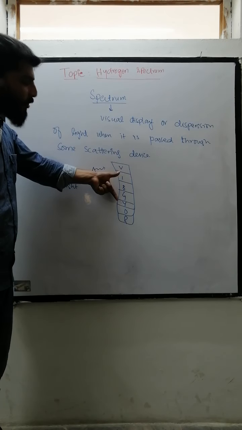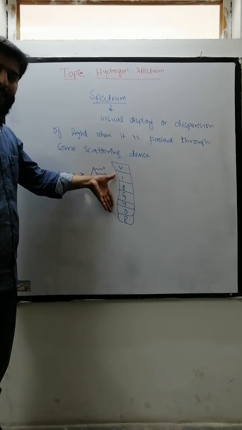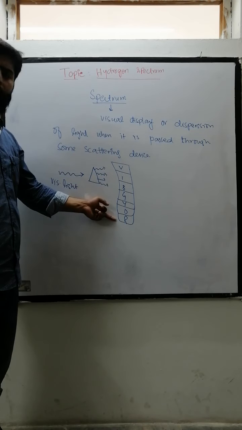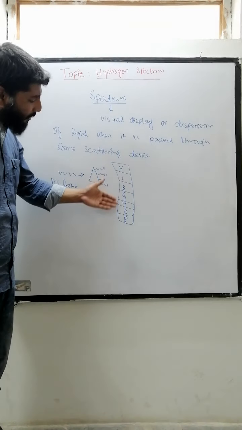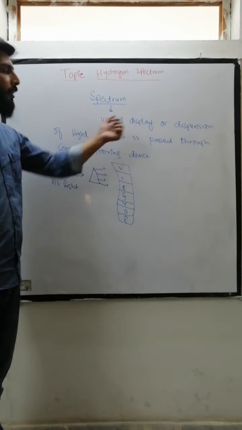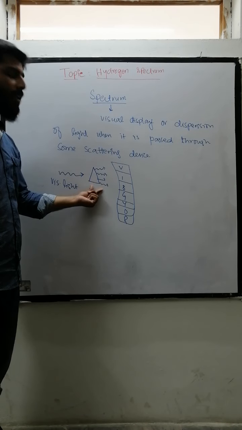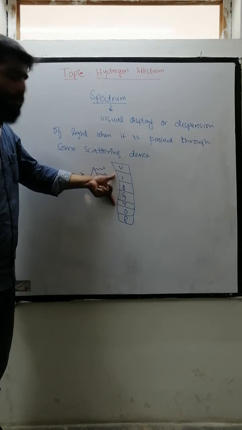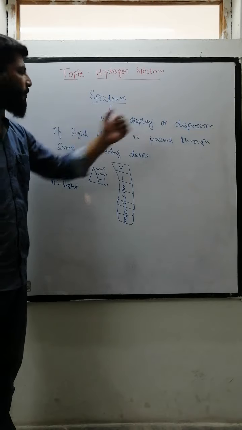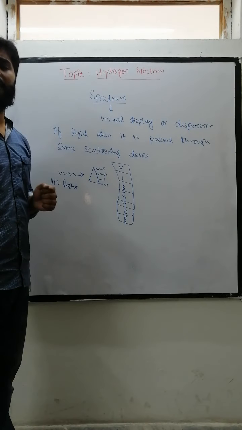So this pattern which is obtained after scattering of some wavelength is known as this visual pattern. These are basically colors: violet, indigo, blue, green, yellow, orange, red. This pattern is observed due to the dispersion of this light or this wavelength by the scattering device. This pattern which is observed is known as spectrum. So we call the visual display or dispersion of light when it is passed through the prism or some other scattering device a spectrum.